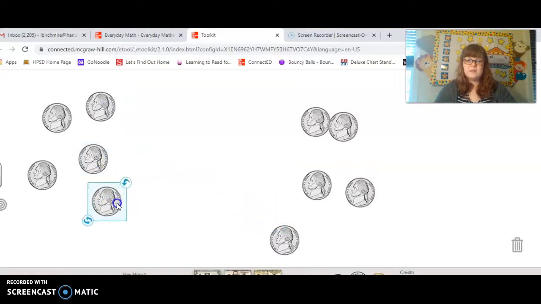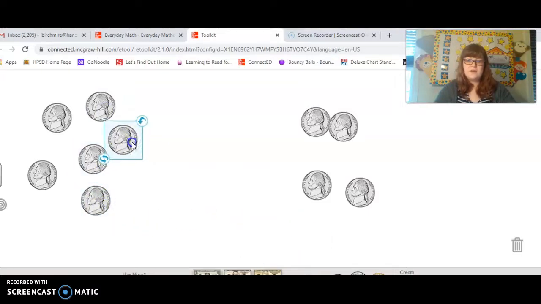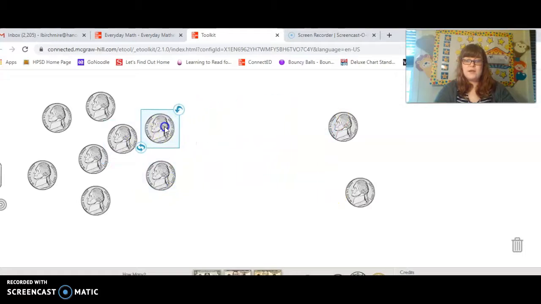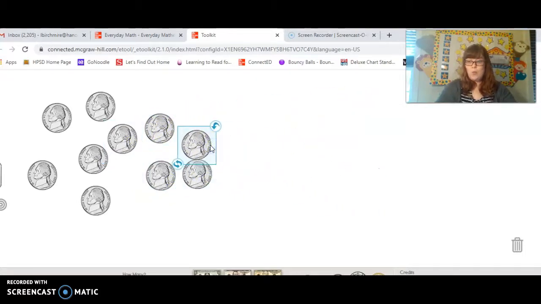20, 25, 30, 35, 40, 50. Woo, 50 cents. Very good. Ooh, smarty pants question. How many quarters would I need to give me the same amount of nickels? So this is higher level thinking. This is kind of like, ooh, got to really think about this. How many quarters?